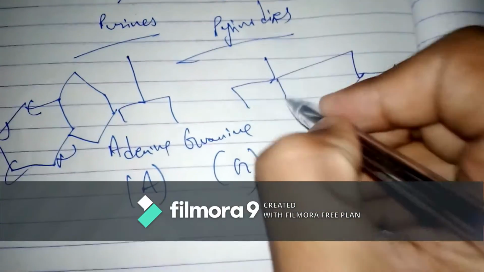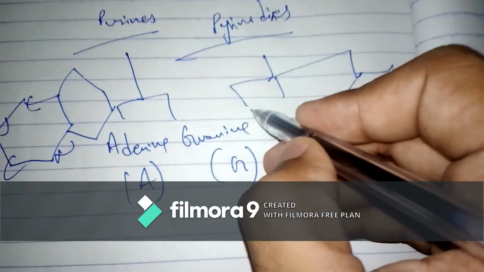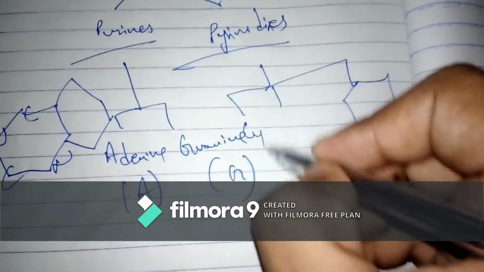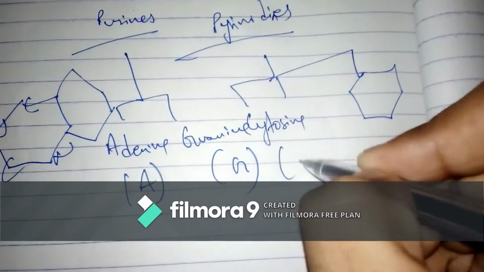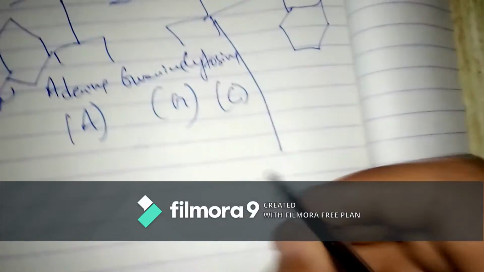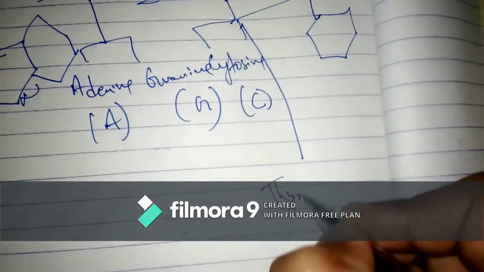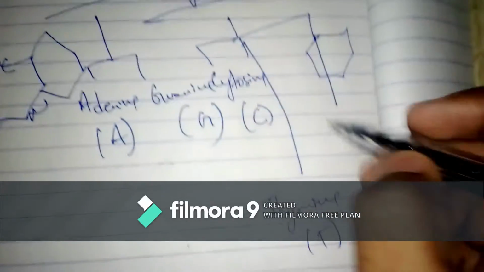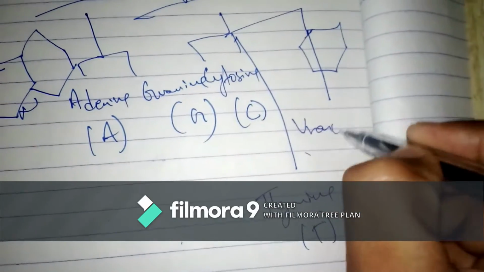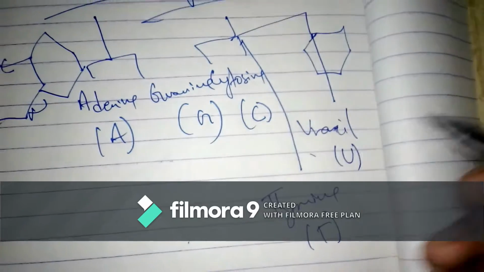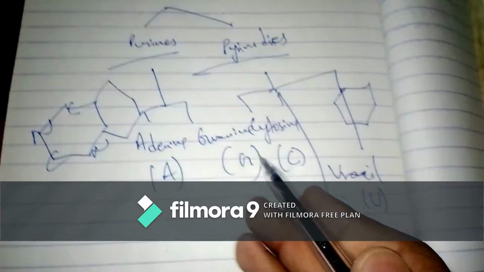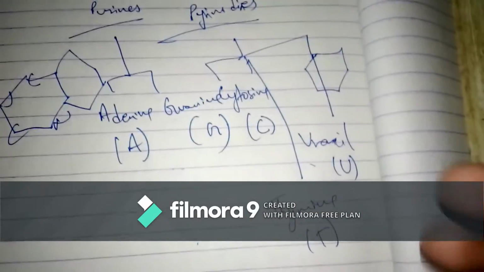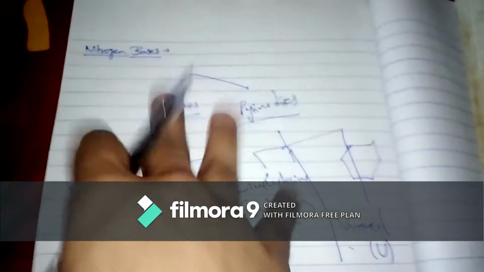Pyrimidines are of 3 types. The first type of pyrimidine is cytosine, which is represented by a capital letter C. Then we have thymine, or we can call it thymine, the pronunciation is different. Now we have uracil, which is represented by U. So adenine, guanine, cytosine, thymine, and uracil. So these are the 5 nitrogen bases.